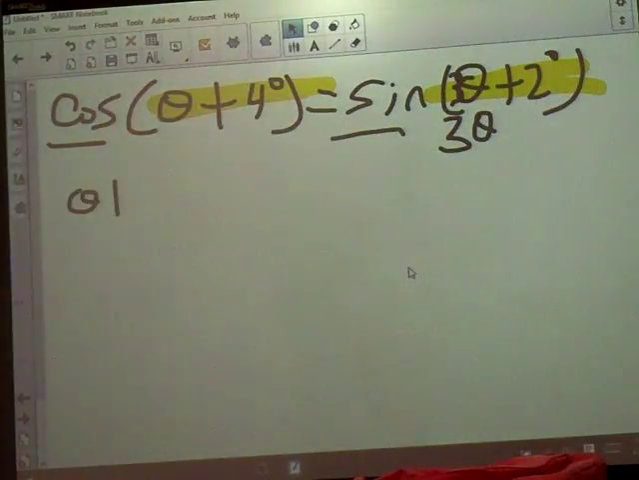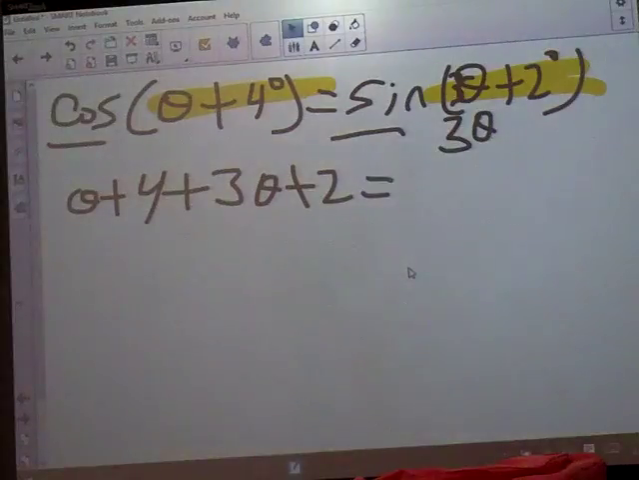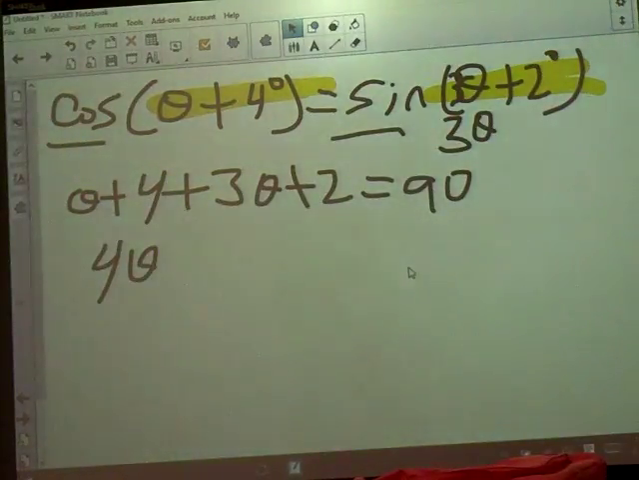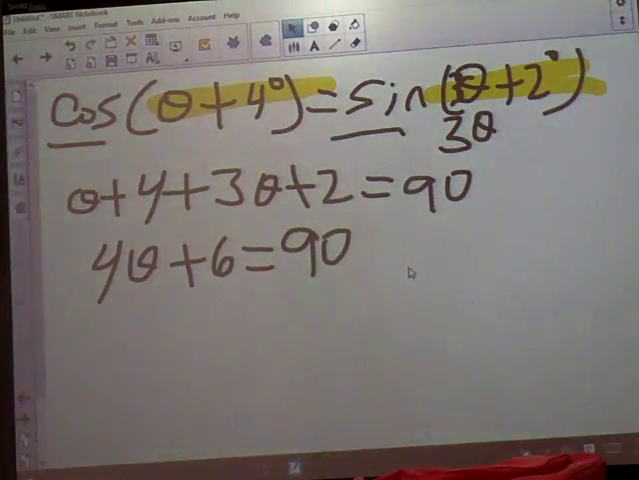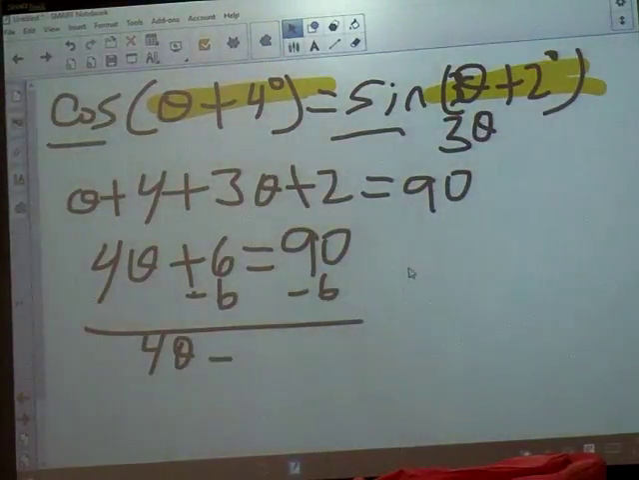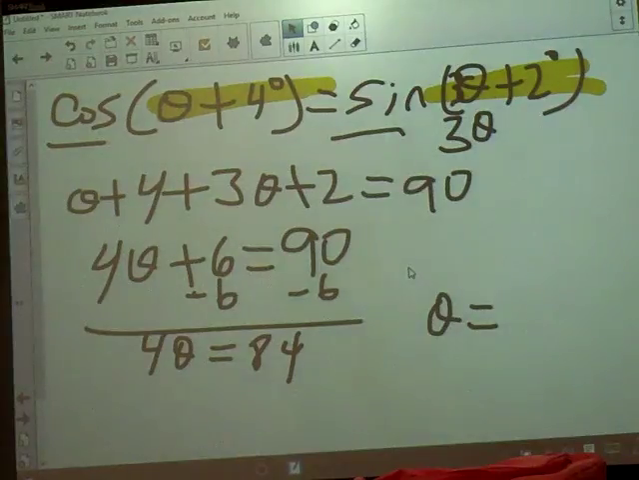So we've got theta plus 4 plus 3 theta plus 2 has to equal 90. That turns this into a basic algebra equation. Combine your like terms. Don't get bogged down by the theta. It's just like an x. So what's a 1x plus a 3x? 4x. So I'll put 4 theta. Then on my numbers, I've got a 4 plus a 2. And you've got a two-step middle school equation. Subtractamundo. So 4 theta is 84. So divide by 4, and what's theta? 21 degrees, and that's it.